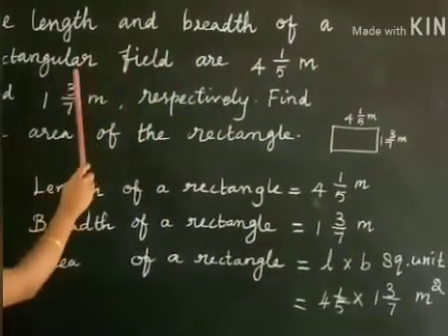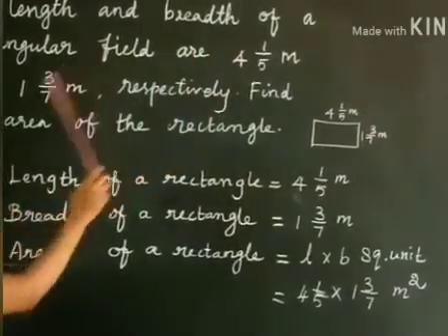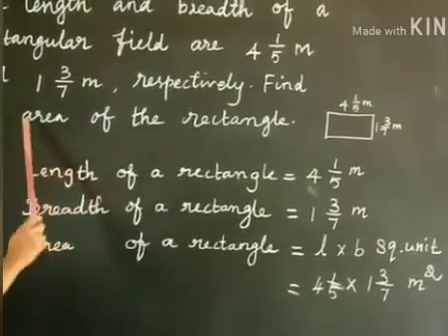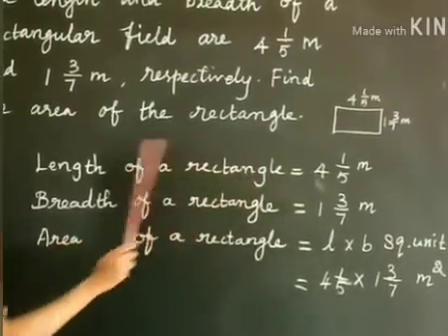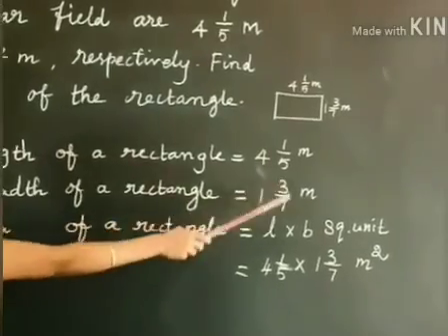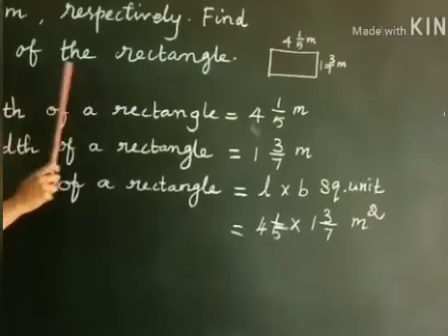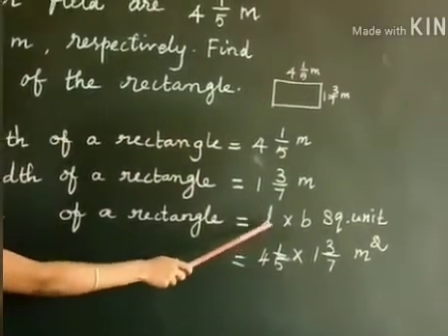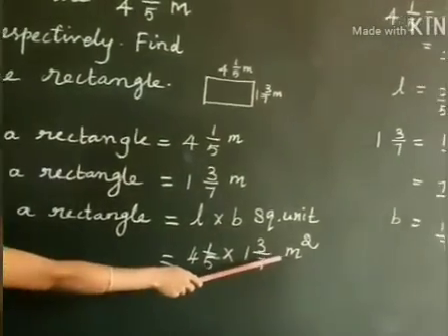Now to recall the sum, what is given? The length and breadth of the rectangular field are given. The measurement for the length is 4 1 by 5 meter and the breadth is 1 3 by 7 meter. We have to find the area of the rectangle. First you write what is given: the length, and the breadth, 1 3 by 7 meter. And then what is the question? That is the area of the rectangle. Write the area of the rectangle formula, then apply the length and breadth values, and then complete it with the unit.